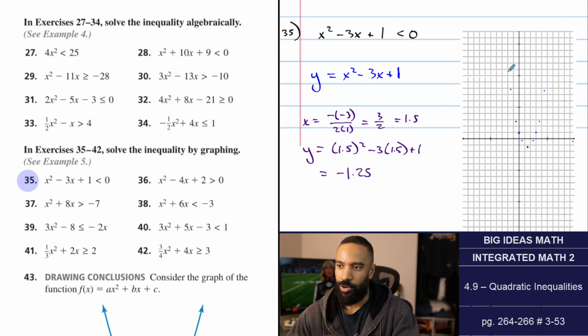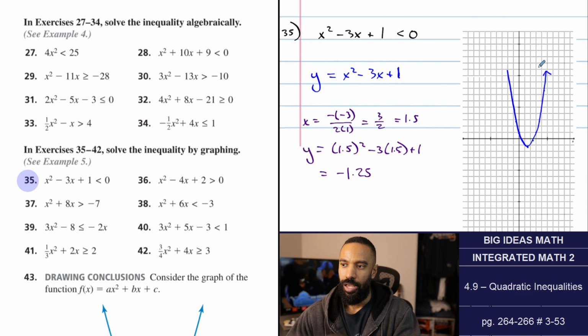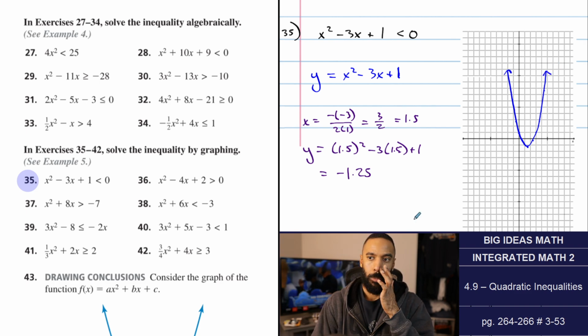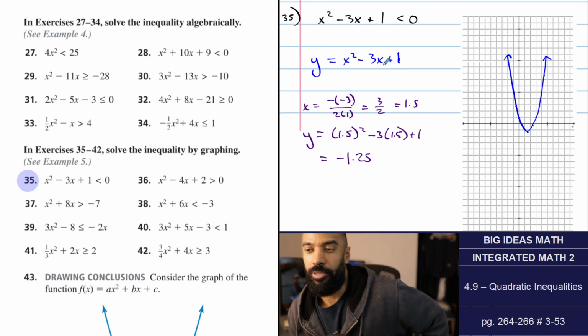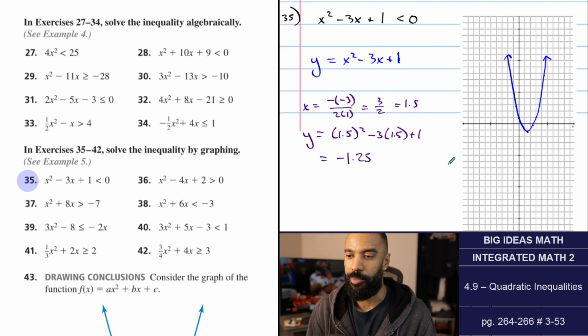The idea of the graph now is that we cross x-intercepts, and I don't know what they are. Neither do you. They're not integers. They're not even rational. This wasn't factorable. So we've got to find out what they are. We have two methods, the quadratic formula or completing the square, and I'm actually going to use the quadratic formula.